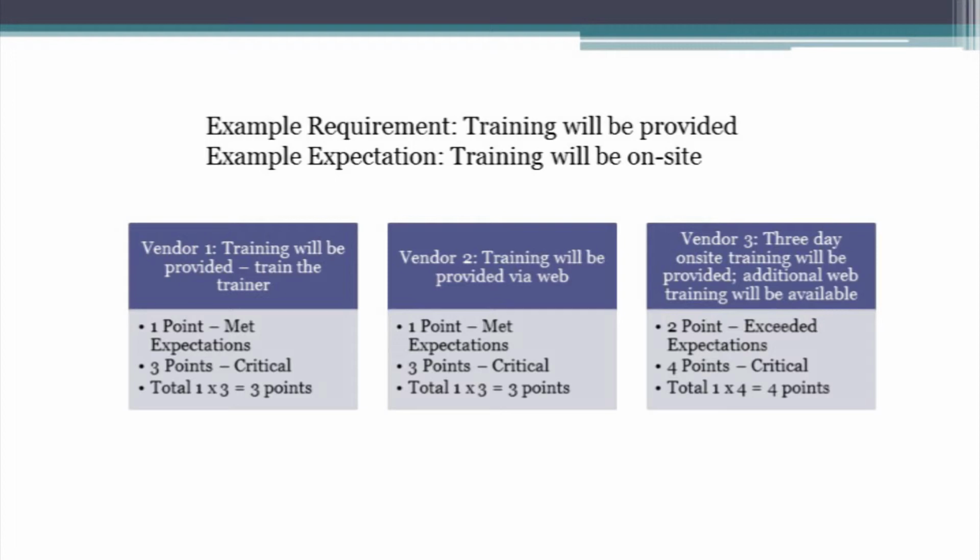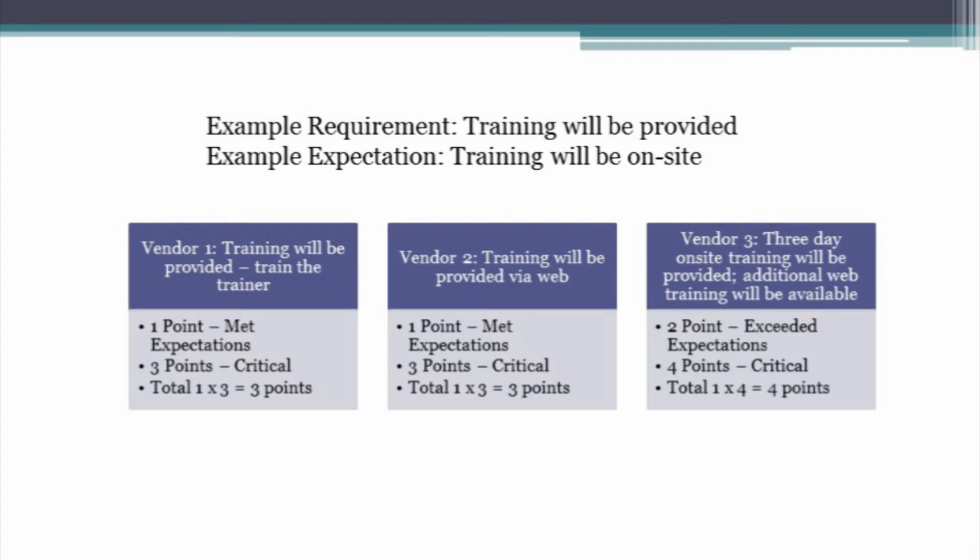So how do you look at this? If you look at it, vendor 1 and vendor 2 both met expectations, but vendor 3 really exceeded expectations. That's why we give them 2 points. Vendor 1 and vendor 2 also provided a critical point, so they got 3 points from a weighted perspective. But vendor 3, because not only are they going to give you 3-day training on site, they'll give you additional training via web, you actually give it a 4 because it's a critical must-have.